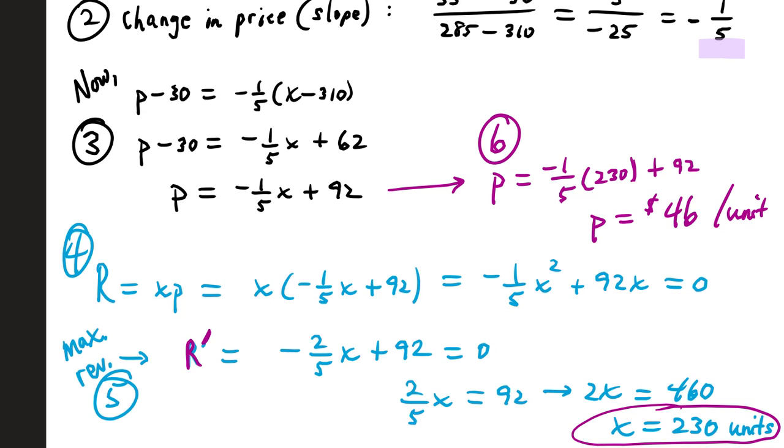You can also calculate that as 92 times 5/2. Just do the reciprocal. So anyway, 92 times 5, that's 460 divided by 2. That tells us 230 units. Backtrack to our price function. The price, when 230 units are produced, 230 units maximizes revenue, and so the price that should be charged for 230 units would be $46 per unit.